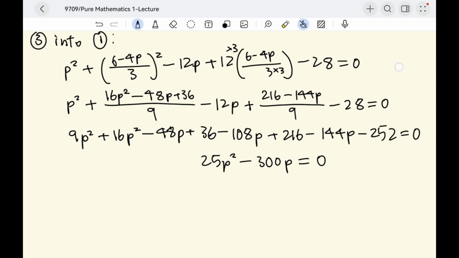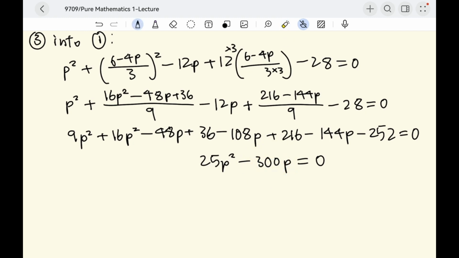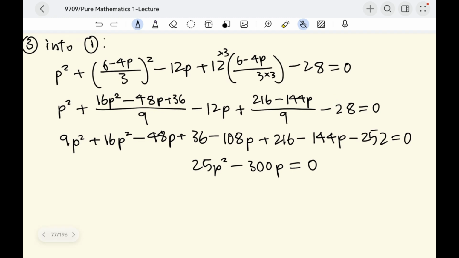And now, you see, 25 is a factor of 5, right? Therefore, 300 is also a factor of 5. Okay, means that if you divide 300 by 25, it is divisible. 300 is divisible by 25, so you may factorize 25p outside. Okay, so there's no constant, it makes your job easier.